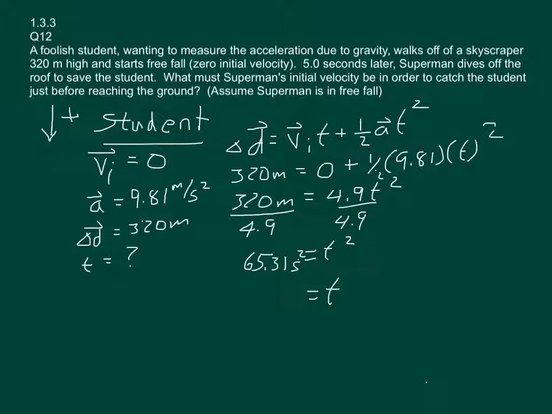The square root of 65.31 is 8.08 seconds. And I think we want two sig figs here, since the 5.0 seconds has two. So it becomes 8.1 seconds equals T. Okay. Now, Superman.